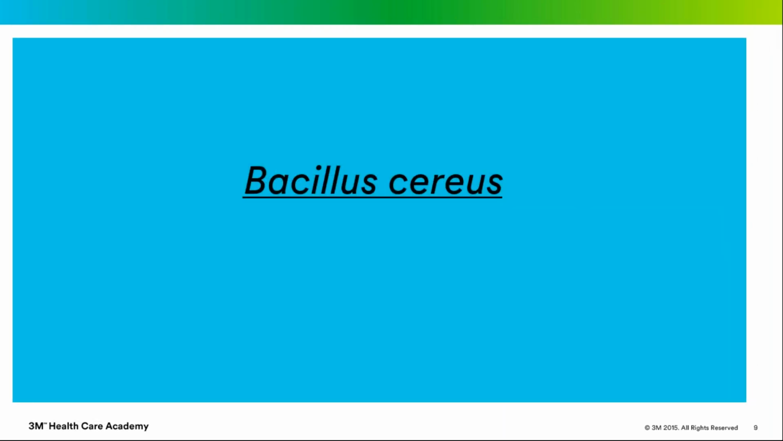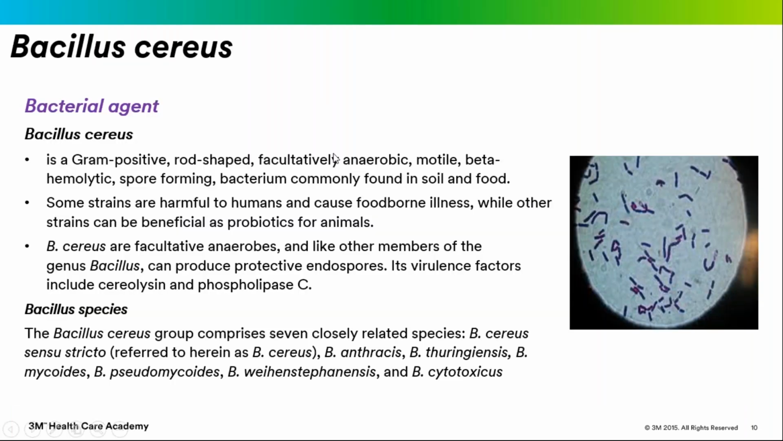Moving on to Bacillus cereus. Bacillus cereus is a gram-positive, rod-shaped, facultatively anaerobic, motile, beta-hemolytic, spore-forming bacterium commonly found in soil and food. Some strains are harmful to humans and cause foodborne illness, while other strains can be beneficial as probiotics for animals. B. cereus are facultative anaerobes and, like other members of the genus Bacillus, can produce protective endospores. In this picture, you can see the spores in the slide. So these are basically the endospores. Its virulence factors include cereolysin and phospholipase C.